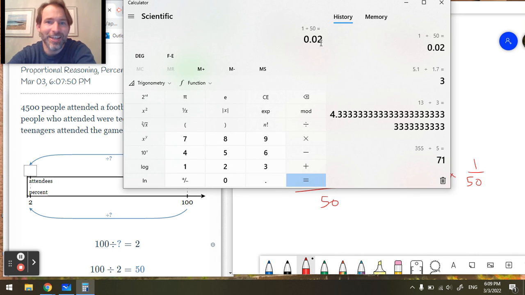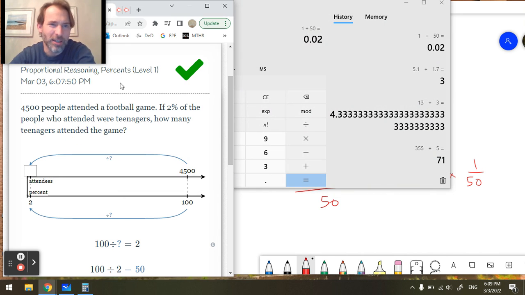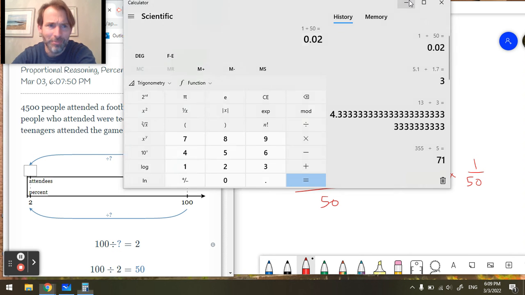So anyway, multiplying by this number is the same as dividing by 50. That's why their method is the same as my method. And I was a little confused as to what they were going for there, but now I know.